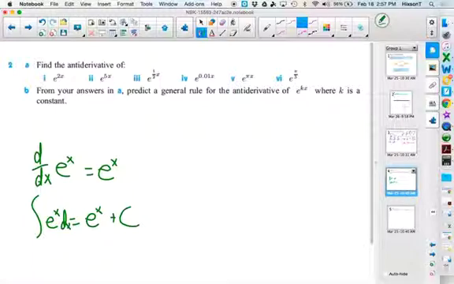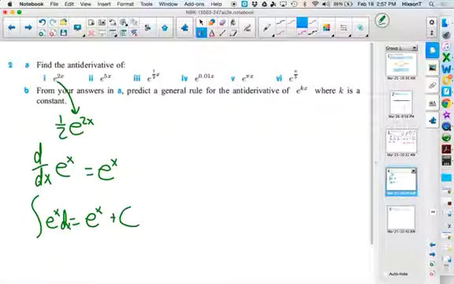So, let's think about these ones up here. What would have a derivative equal to e to the 2x? Let's think about that. What is the derivative of e to the 2x? You're on the right track. You're right there. 1/2 e to the 2x.